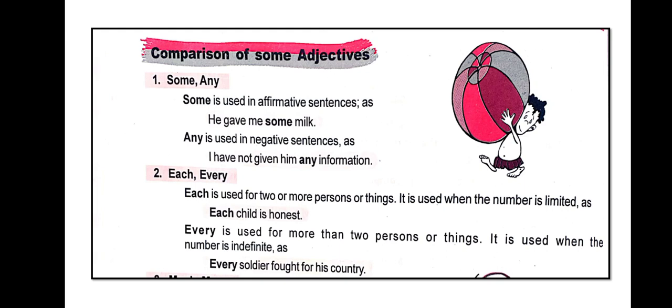Every is used for more than two persons or things. It is used when the number is indefinite. So every we are using for more than two persons or things, and especially when the number is indefinite. Here we have an example, every soldier fought for his country.